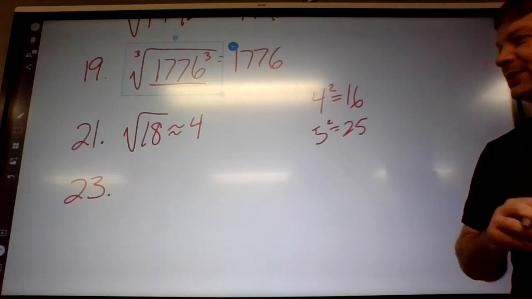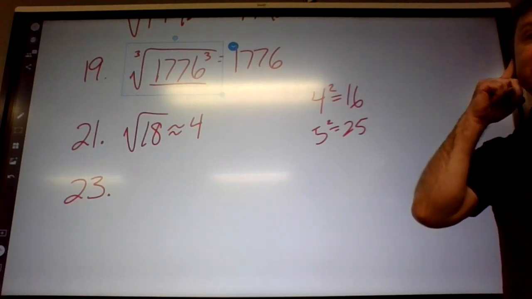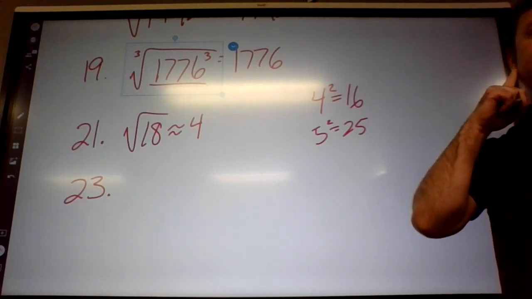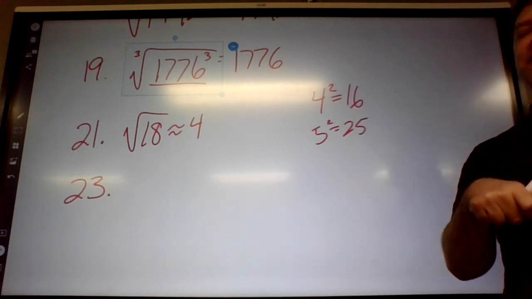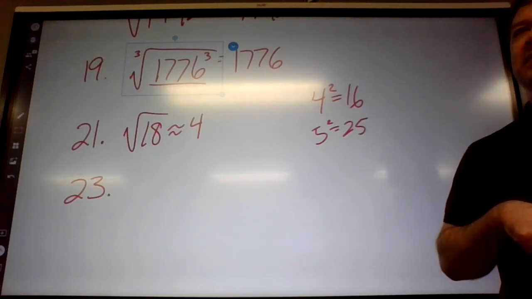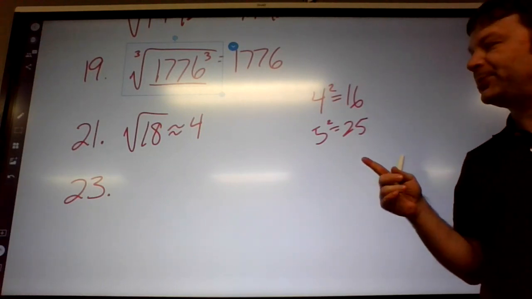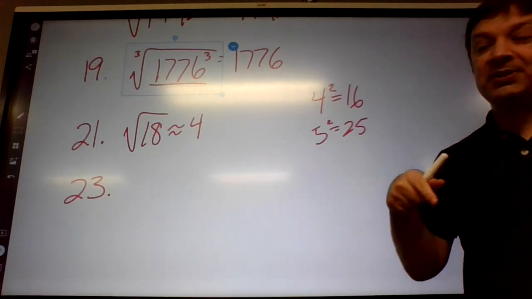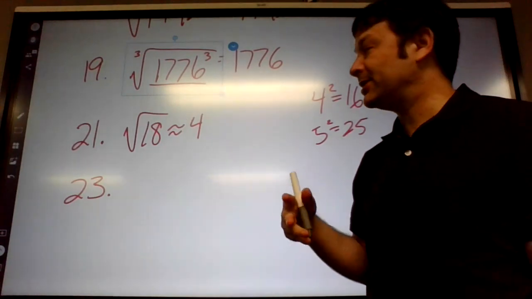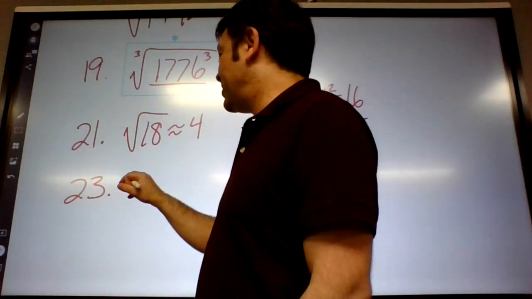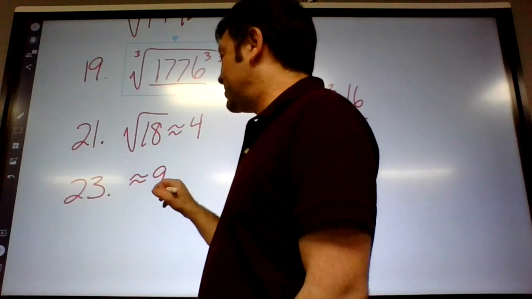Square root of 75. What's that close to? What times what gets kind of close to that? 9 times 9 is 81. That's kind of close, as opposed to 8 times 8, which is 64, and that's farther away. So it's about 9. It's going to round to 9.